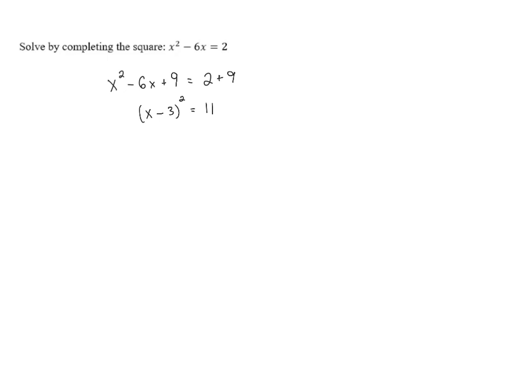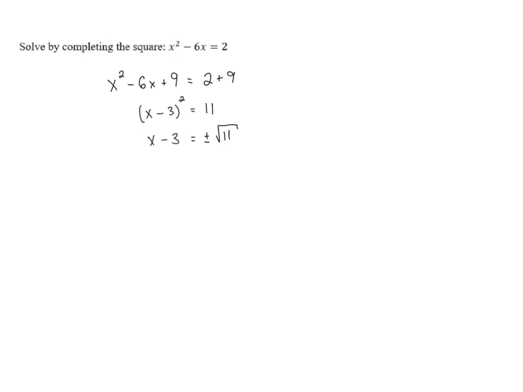When we take the square root of the left-hand side, that leaves us with x minus 3, because taking the square root undoes the squaring. And then on the right-hand side, we're going to have plus or minus root 11. Remember, we always need that plus or minus symbol when using the square root property, and the square root of 11 is just root 11. It's not a perfect square, so we can't actually evaluate the square root.